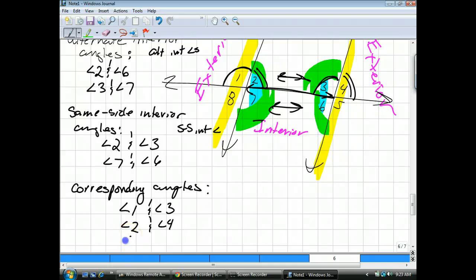How about angle 8? What angle would correspond to angle 8? Angle 8 is to the left of the line and below the transversal. So what other angle is to the left of the line and below the transversal? That's right. Angle 6 would be a corresponding angle. Okay? And then angle 5 is to the right of the line and below the transversal. So what other angle is to the right of a line and below the transversal? So that would be angle 7. Okay, so notice that we have 4 different pairs of corresponding angles.